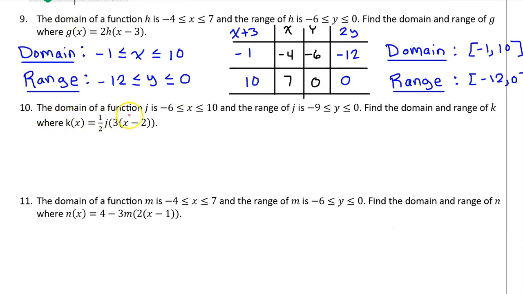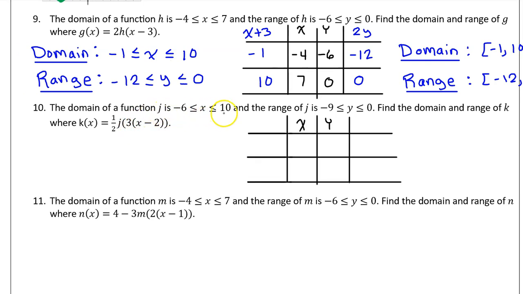Number 10. The domain of a function j is from negative 6 to 10, and the range is from negative 9 to 0. Find the domain and range of k, where k of x is 1/2 j at 3 times x minus 2. Domain values are x values, which originally go from negative 6 to 10. Range values are y values, which originally go from negative 9 to 0.